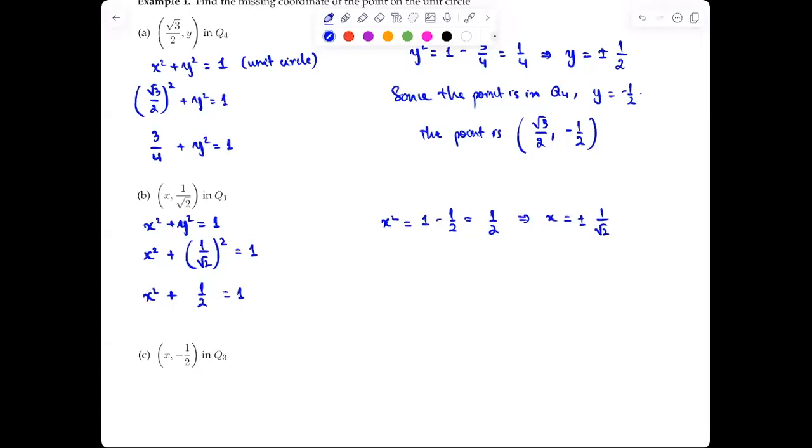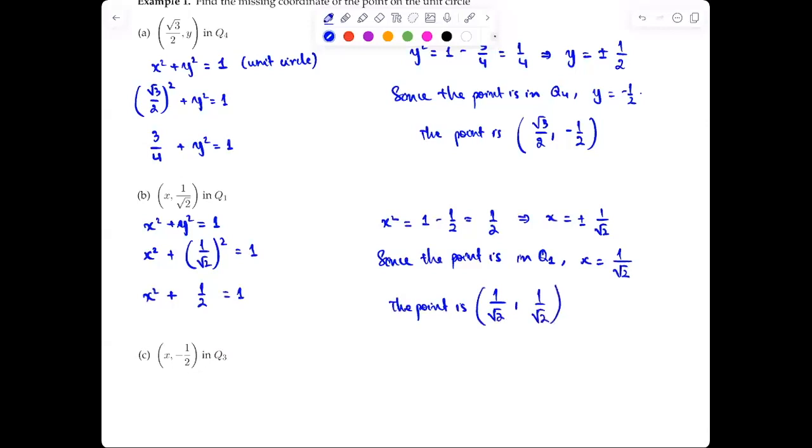You're okay with the results. You know where it's coming from. Good. Now, what value should I choose? Should I choose positive or negative? Why is that the case? Because the point is in quadrant one, so x has to be positive. So we choose x to be positive 1 over root 2. So since the point is in quadrant one, you have x equal to 1 over root 2. So the point is 1 over root 2, comma 1 over root 2.